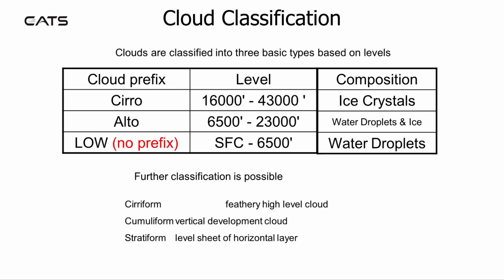The composition of low-level cloud is typically water droplets, alto is water droplets and ice, and cirro, high cloud, is ice crystals, since it's so cold up there. Further classification is possible. Cirriform is feathery high-level cloud, cumuliform is vertical development cloud, and stratiform is a level sheet or horizontal layer.